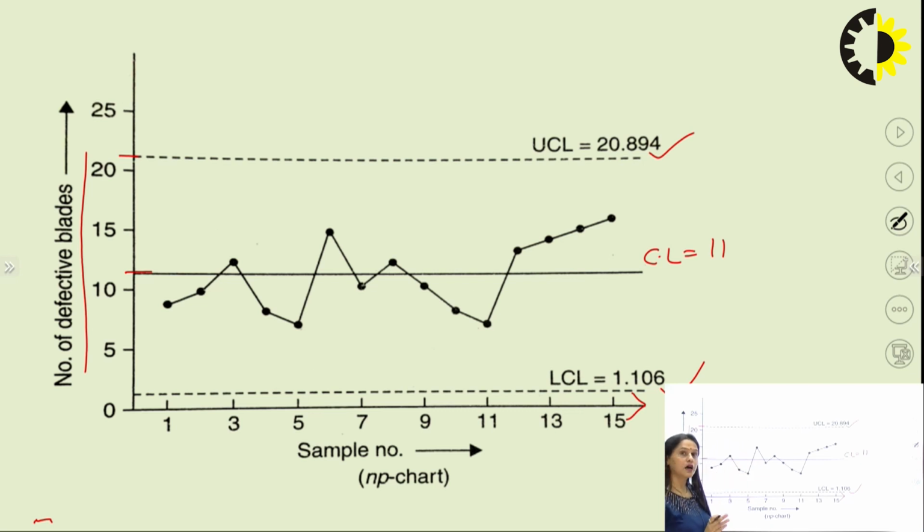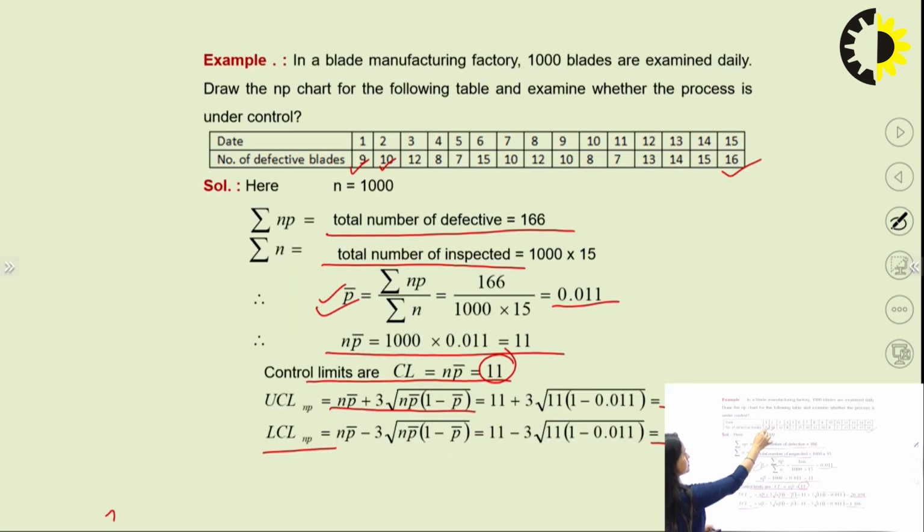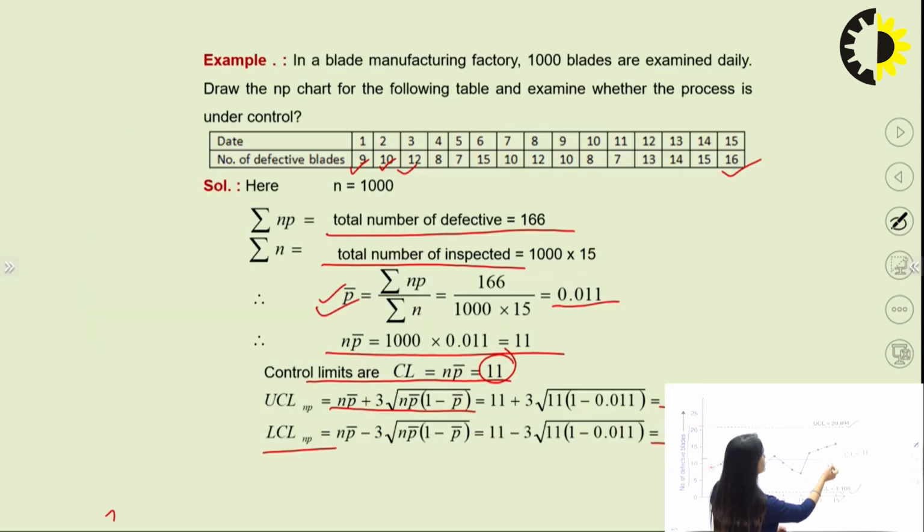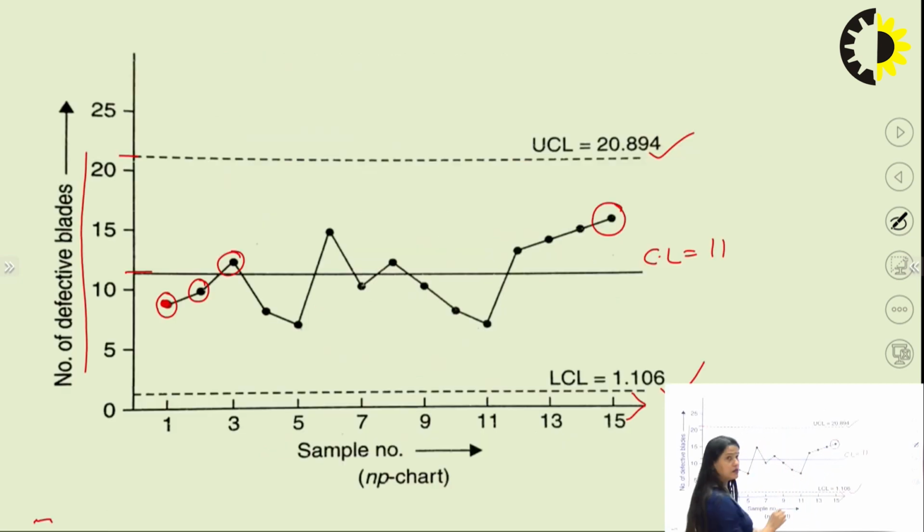After drawing the upper control limit and lower control limit, we will plot the number of defectives on a daily basis. On day 1, the number of defectives were 9, so we will mark here at 9. Similarly, on day 2, the number of defectives were 10, so we have marked here at 10. On day 3, it is 12, so we will take here 12. And on day 15, it was 16, so we have taken here at 16.